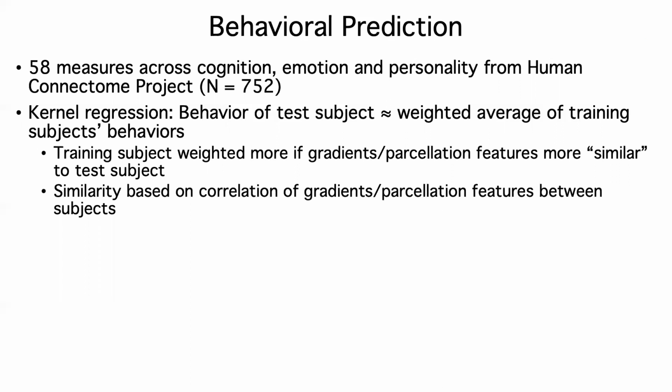So this similarity is defined based on correlation of gradients or parcellation features between subjects. In this way, we will construct the inter-subject similarity matrix for different approaches. So let's first look at gradient techniques.